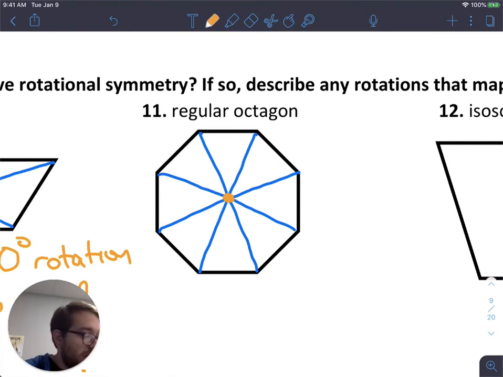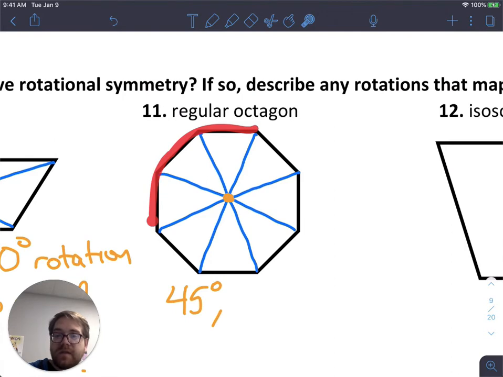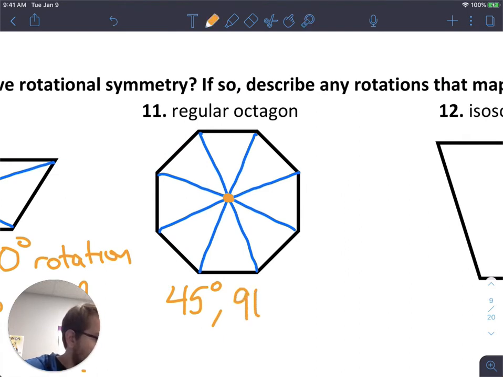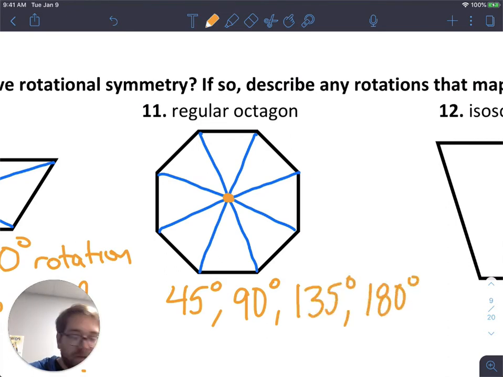And so at 45 degrees, we have rotation. And then if I do it again, from here and then to here, it would still be the same, and then to here and to here as well. So at all of those points, 45 degrees, 90 degrees, another 45 degrees, 135 degrees, and then a full 180, it would completely map onto itself.